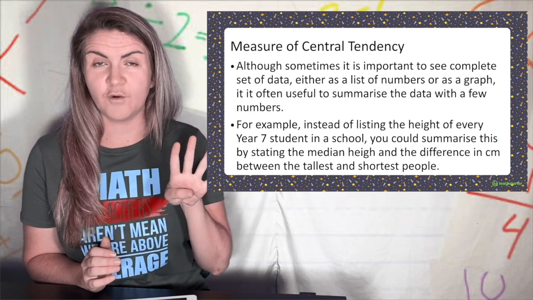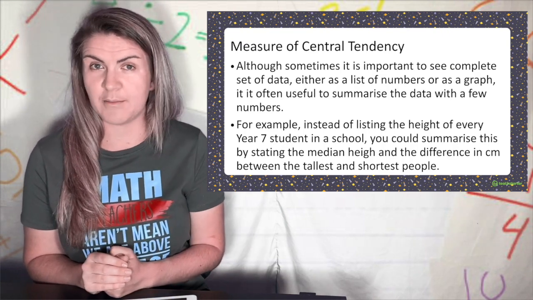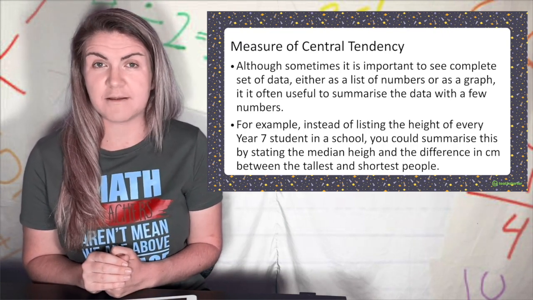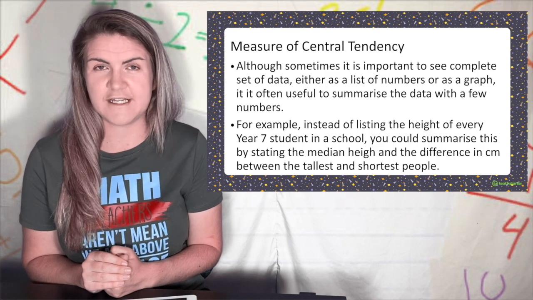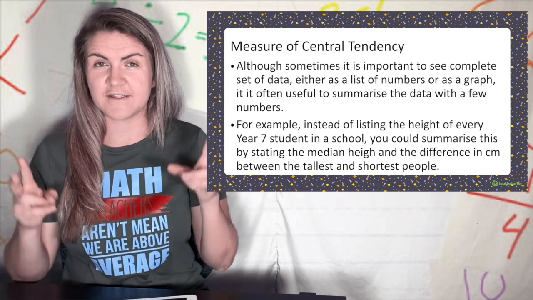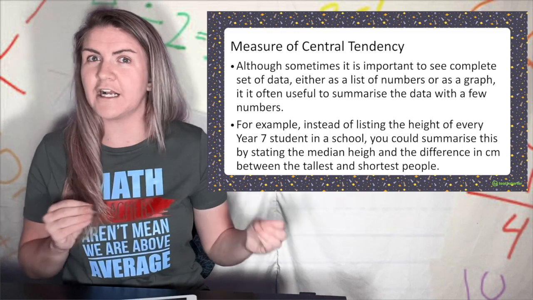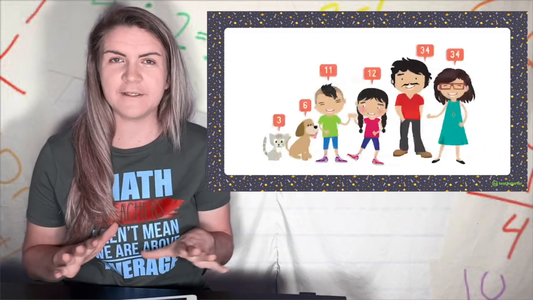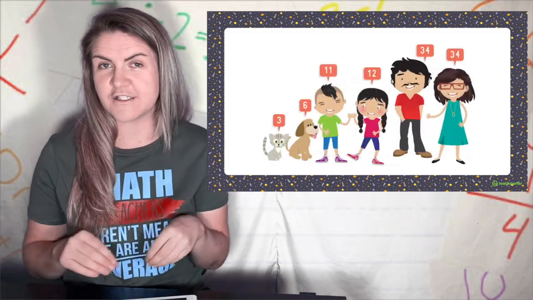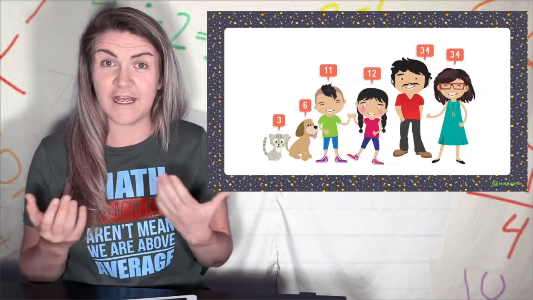There are generally 4 different numbers we like to use to summarize data, and we call these the measures of central tendency. This is because these numbers give us the center of the data in a couple of different ways. While we go through the key ideas, we're going to use this family and their ages as examples.